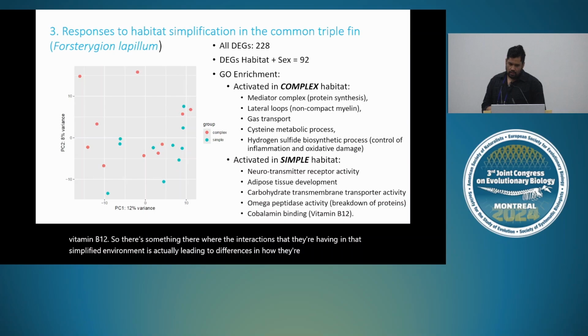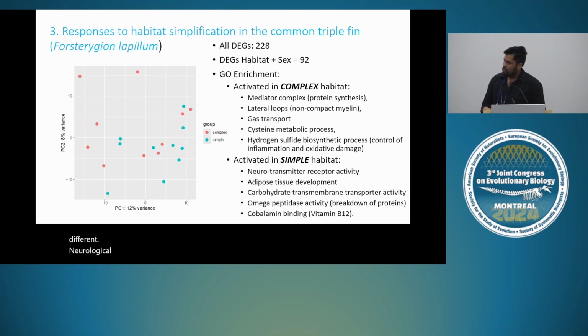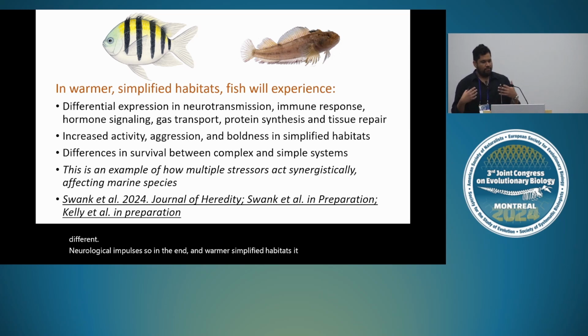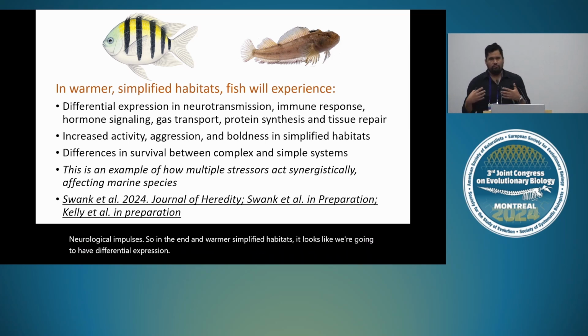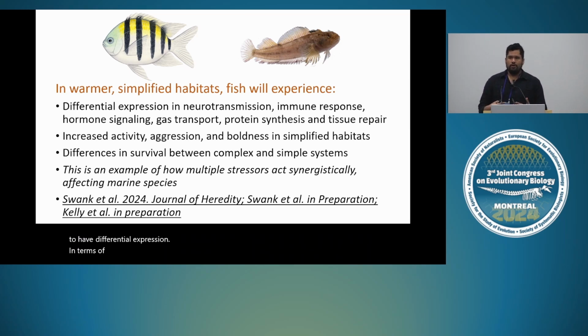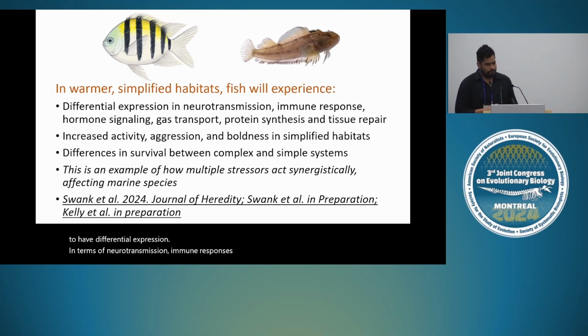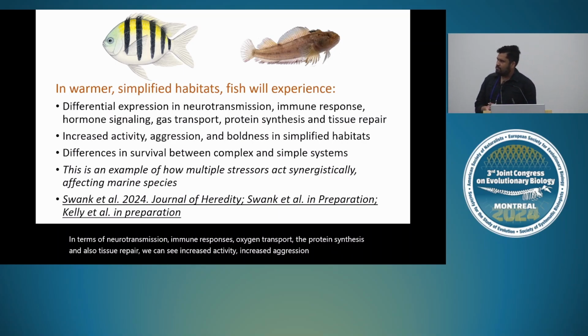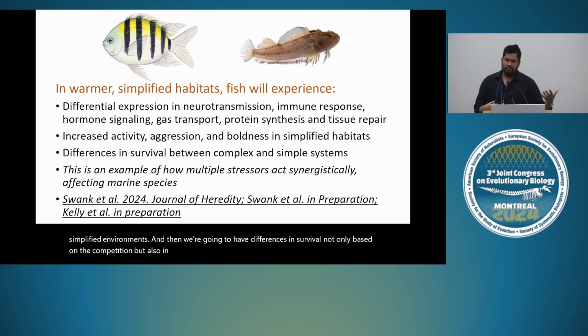these different neurological impulses. So in the end, in warmer, simplified habitats, it looks like we're going to have differential expression in terms of neurotransmission, immune responses, oxygen transport, the protein synthesis, and also tissue repair. We can see increased activity, increased aggression, and boldness in simplified environments. And then we're going to have differences in survival, not only based on the competition, but also in the more bold behavior that fish may have.